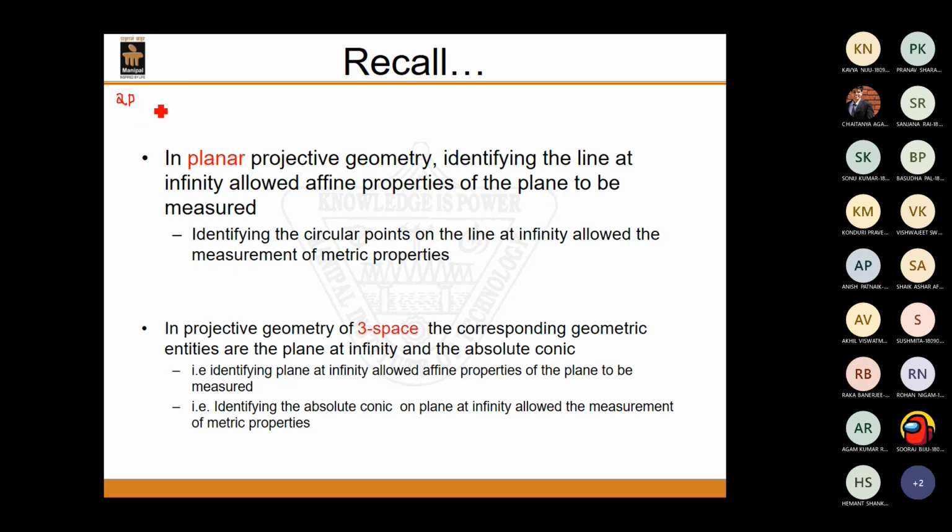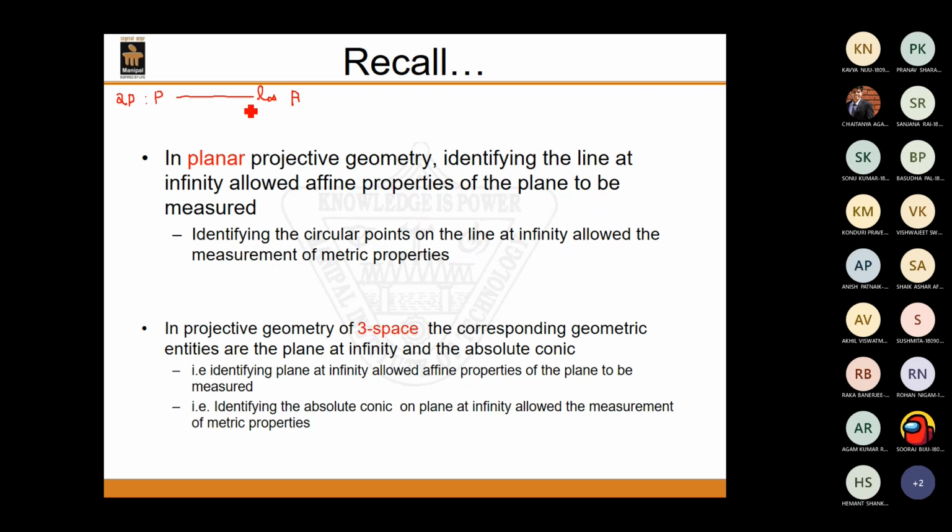Okay, in the 2D space, what we've seen is, let's say in the projective space, if we can identify a line at infinity, then what I can say is you are no longer in the projective space, but you are in the affine space, because now you have a line at infinity, and basically that means that the parallelism is preserved.